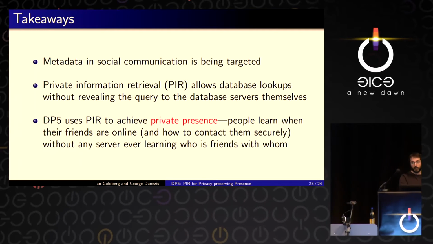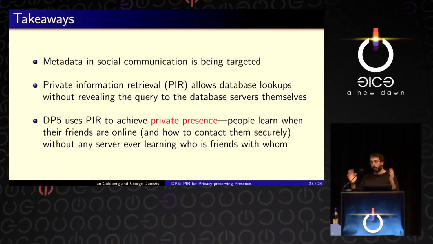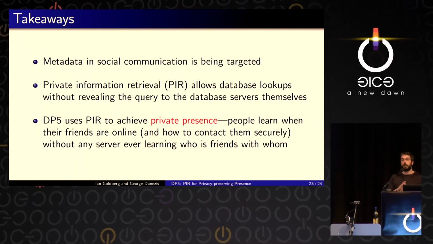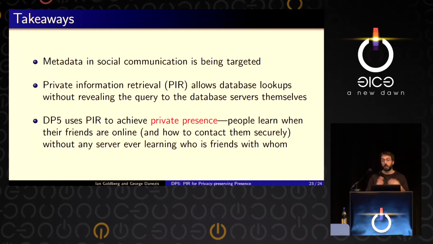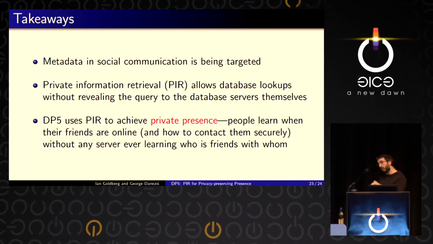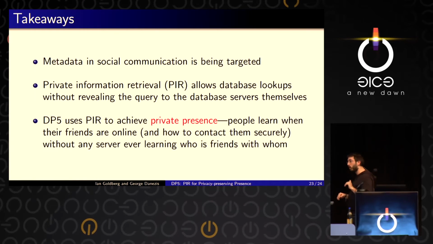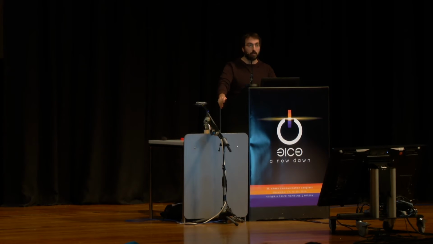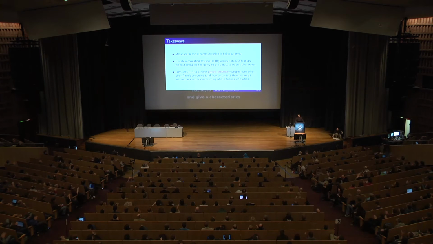Okay? Now, private information retrieval as a general primitive is pretty cool. You can do things that many of you at the beginning of this talk were not convinced were even possible. And DP5 leverages private information retrieval in order to implement a specific protocol that does private presence, and given the characteristics of this protocol, it is actually quite practical, and I hope that many services will start considering using this kind of technology pretty soon. Thank you very much. We're open for questions.